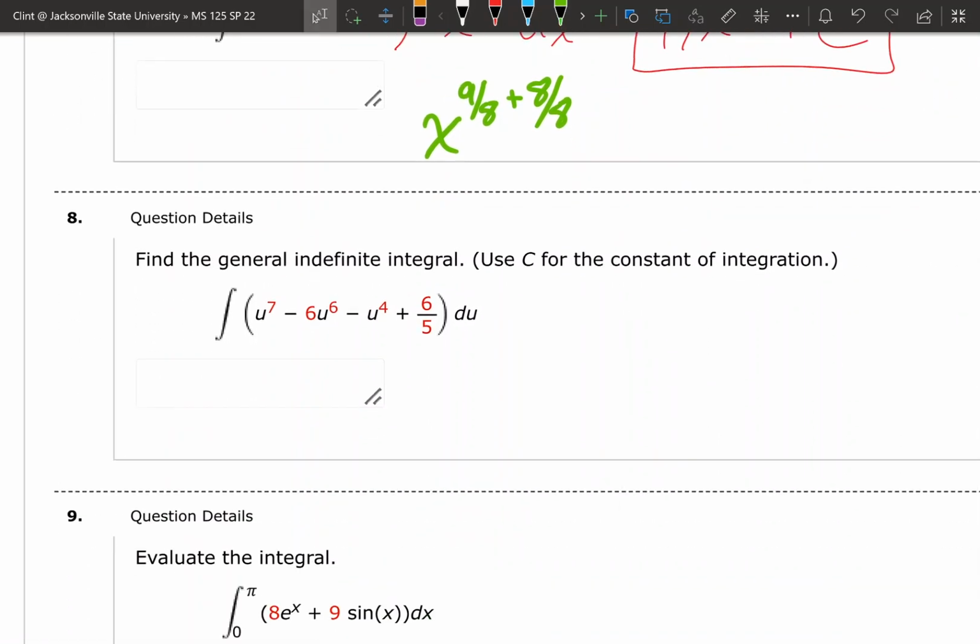Hey, we got another indefinite. It's kind of long, but don't panic on these because they're not as long as it would be if it's definite. So we're just going to get a function. It doesn't look like we have to rewrite or anything. Just using the reverse power rule a lot. Okay, so add 1, we get u to the 8th. Our coefficient was 1, divide that by 8.